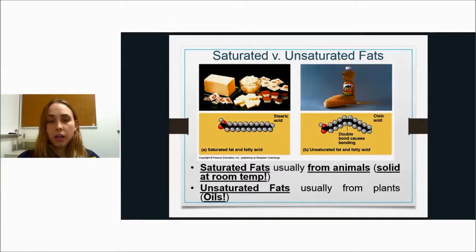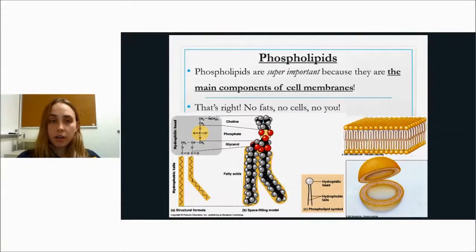Unsaturated fats are from plants, and they're referred to as oils. Not all saturated fats are from animals. Coconut oil is actually fully saturated, and that is obviously a plant since it's from coconut. Phospholipids are extremely important because they're the main component of your cell membrane. So it says, that's right, no fats, no cells, no you.